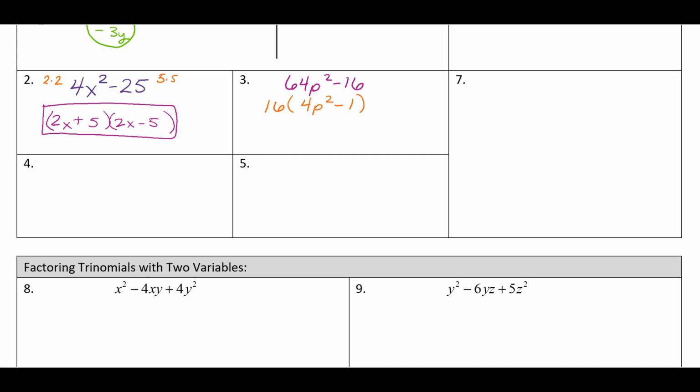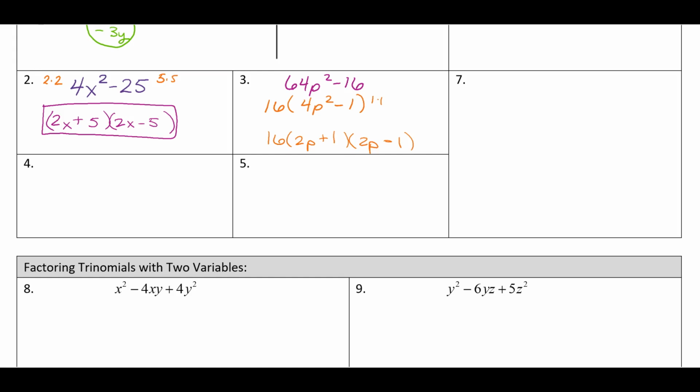So now when we look at 4p squared, that is a perfect square, 2p times 2p. So we bring our greatest common factor down. We're going to have 2p times 2p plus or minus, and then 1 is a perfect square. You have to remember that. 1 times 1 equals 1. So this is 1 and this is 1.